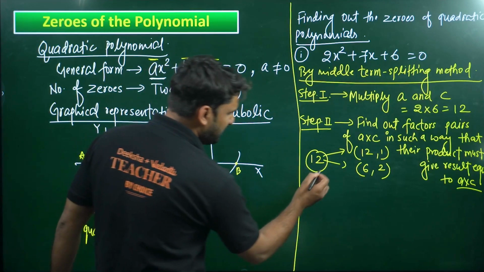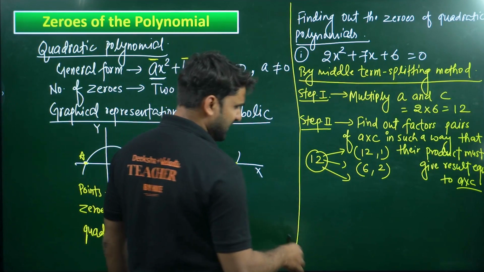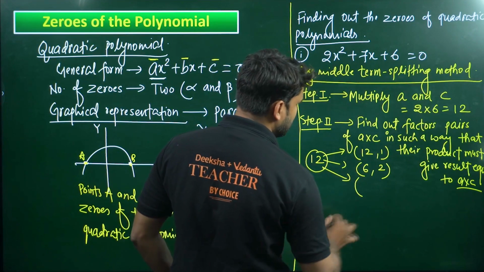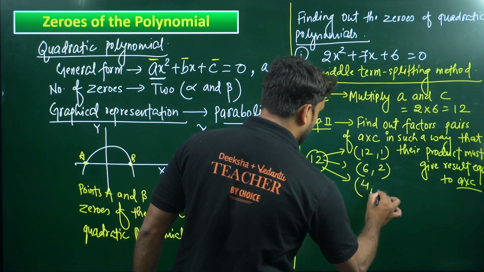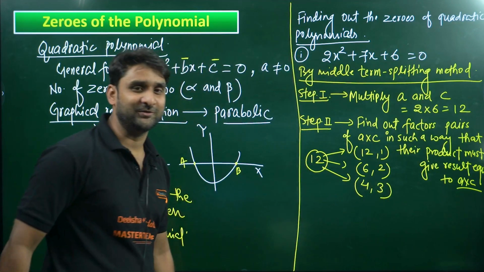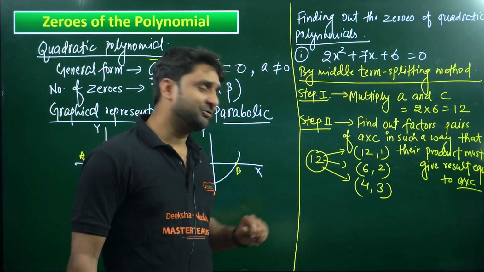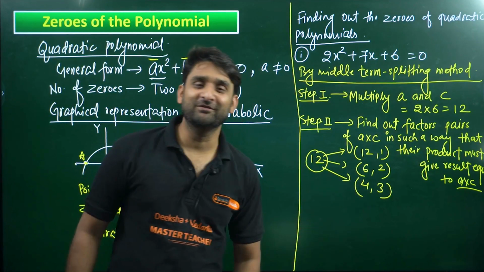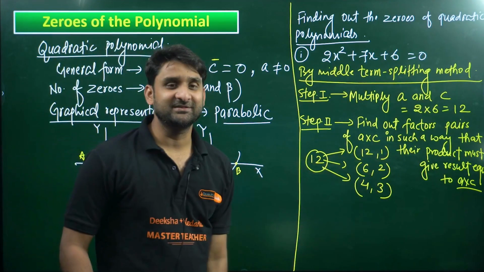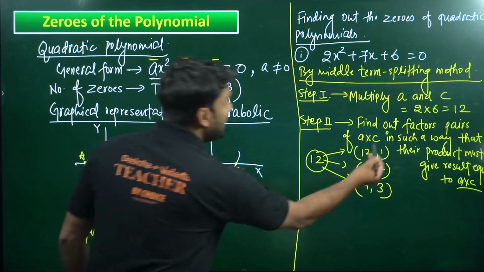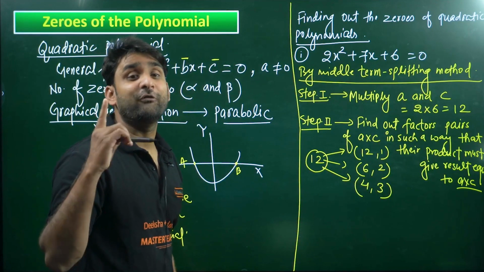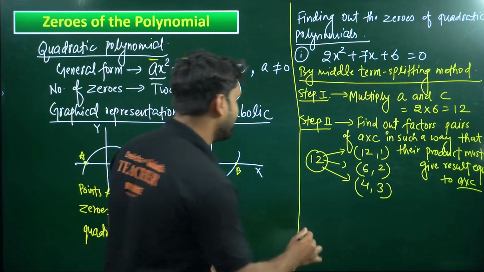Can we get one more pair? Is there any possibility? The next will be 4 comma 3. 4 can divide 12 and 3 can also divide 12, and the product of 4 and 3 is also 12. Now in these three, any one will be your friend. Now find out the friend.